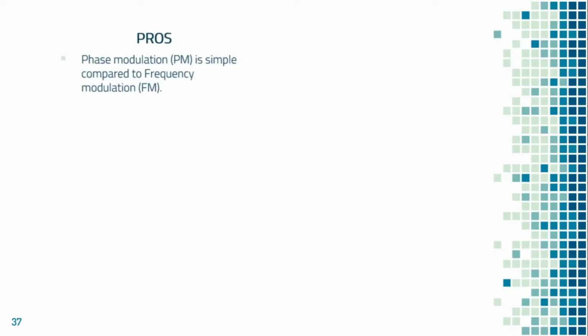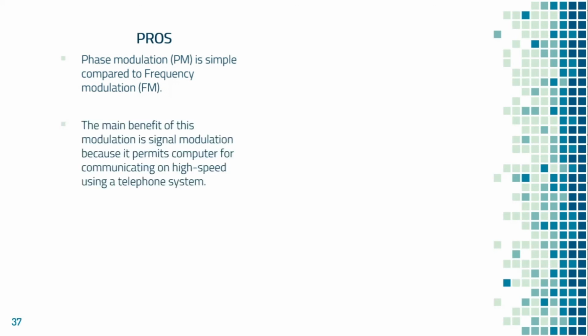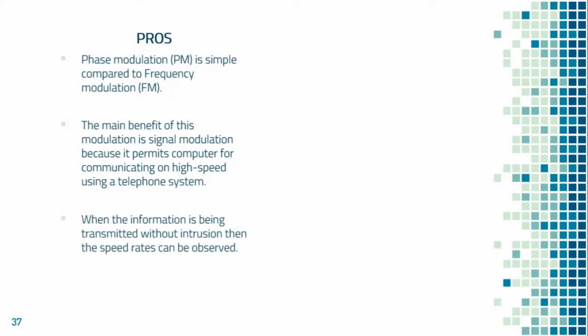So ano yung pros? Pros is yung phase modulation is simple compared to frequency modulation. I doubt that, pero yes, ayun yung apparently as ang pros niya. The main benefit of this modulation is signal modulation, because it permits computer for communicating on high speed using telephone system. Tapos another one is the information is being transmitted without intrusion, then the speed rates can be observed. Also, like FM, it has an improved immunity towards noise.